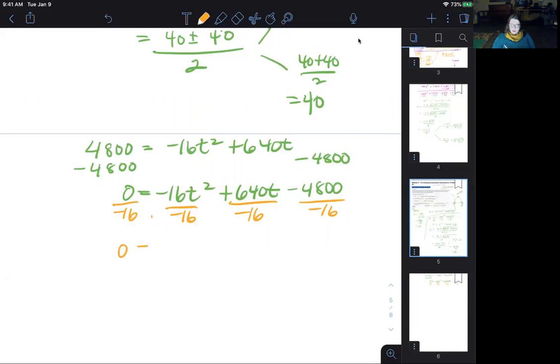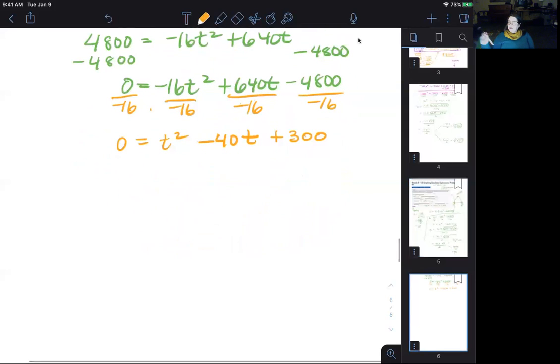And I get 0 equals t squared. What did we say that 640 divided by 16 was? 640 divided by 16 is 40. So I have minus 40t. And then 4,800 divided by 16 is 300. Is that right? Yeah. So I have plus 300.